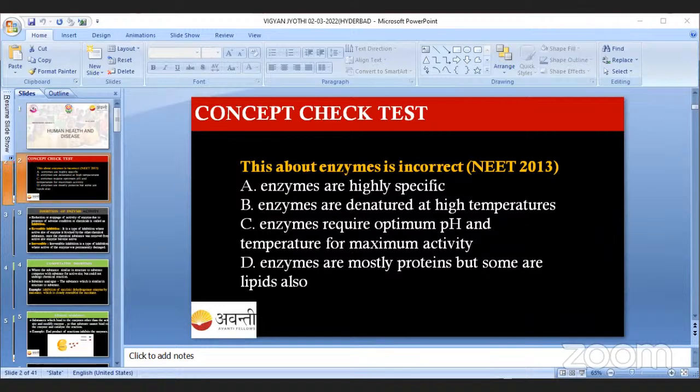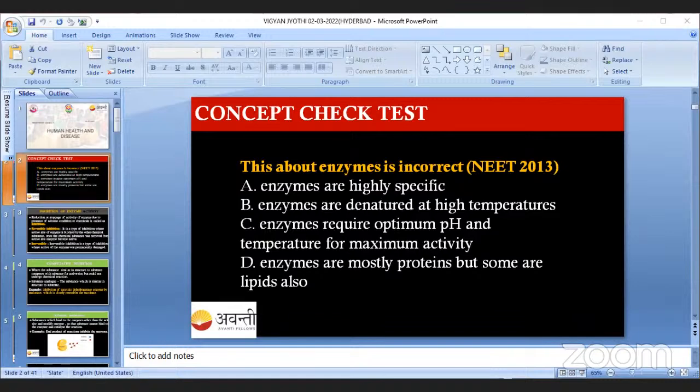Yes, the enzymes are very highly specific. The enzymes are denatured at high temperatures. Enzymes require optimum pH and temperature, right? Yes. So the wrong statement, or correct option, is lipid. The enzymes are mostly proteins, but some are lipids.